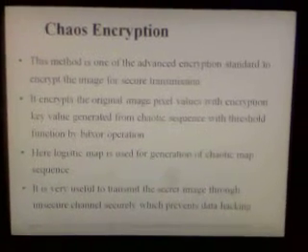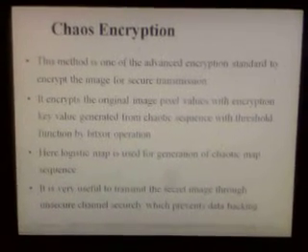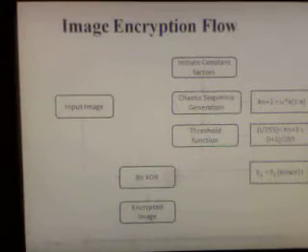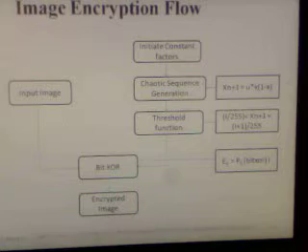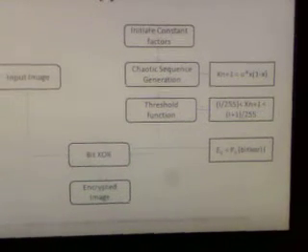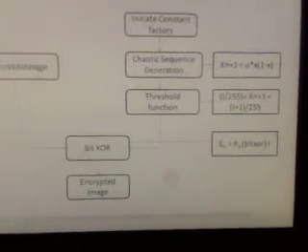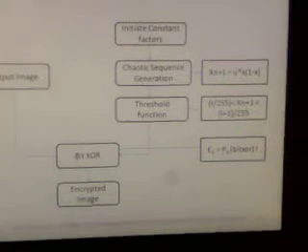It is very useful to transmit the secret image through unsecured channels securely, which prevents data hacking. This is the chaos encryption flow. The chaotic sequence initiate constant factors is used to initiate the values for x and u. The chaotic sequence generation is done with the formula x(n+1) = u * x * (1 - x), where u is the scaling factor which ranges from 0 to 4 and x is the initial factor which ranges from 0 to 1.